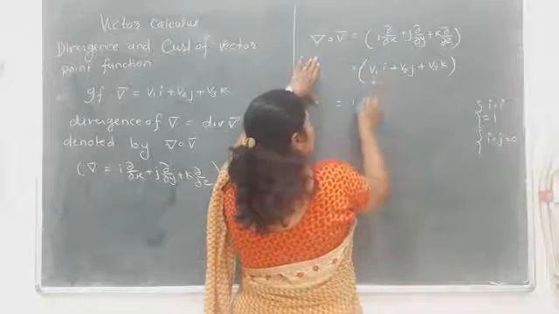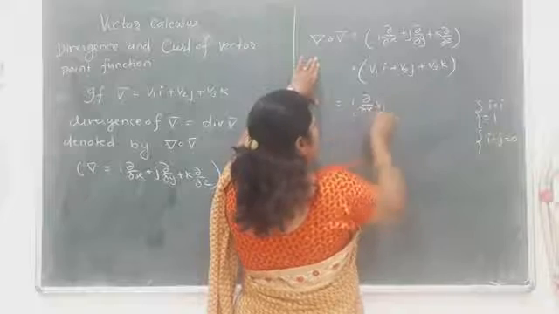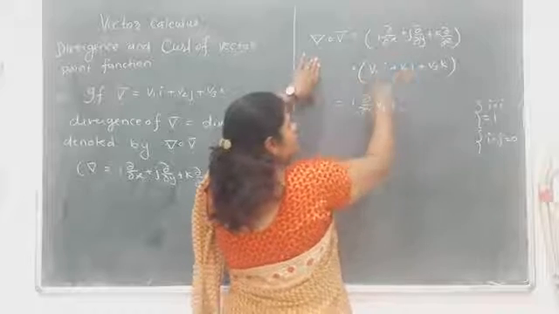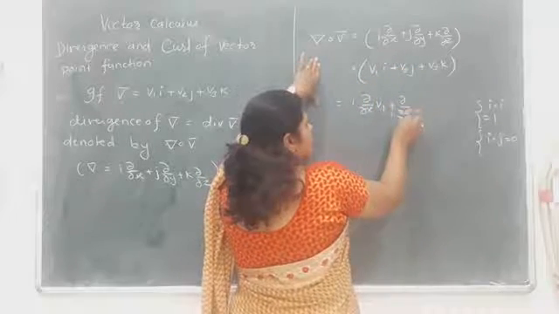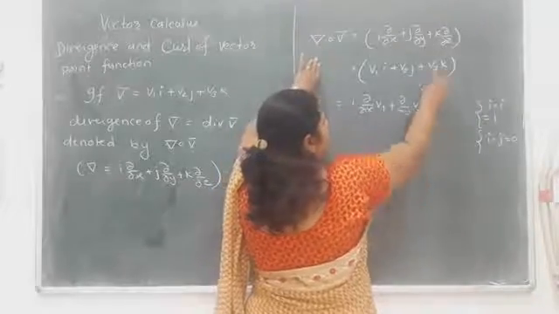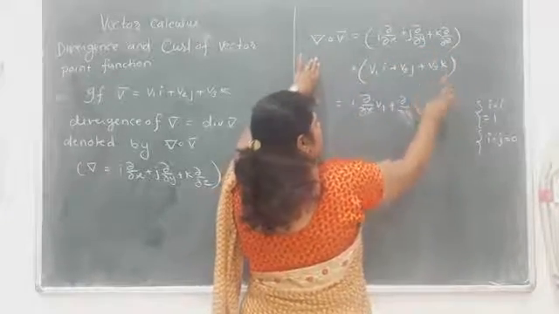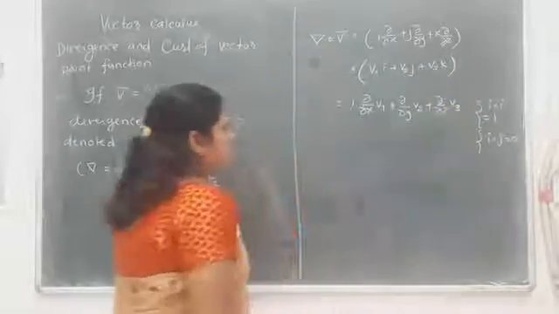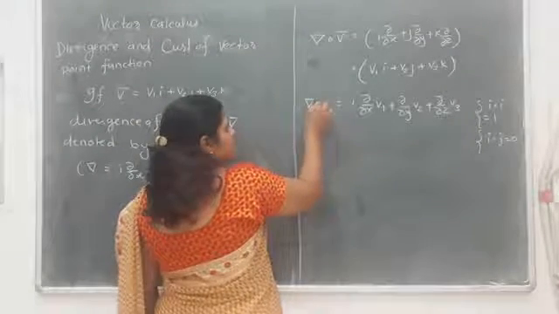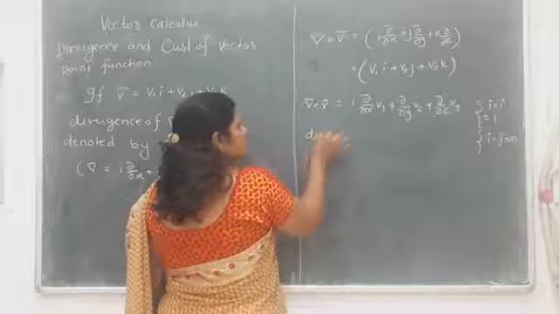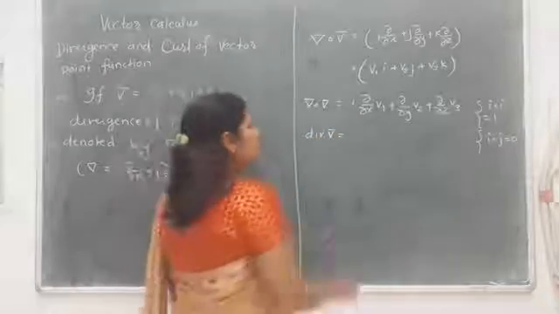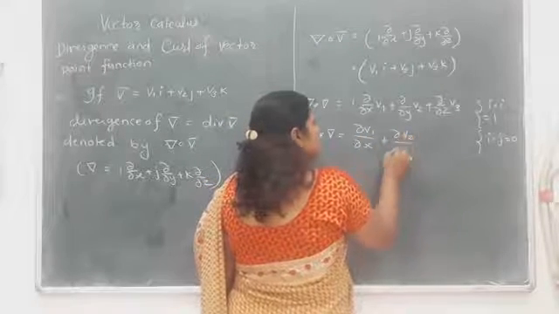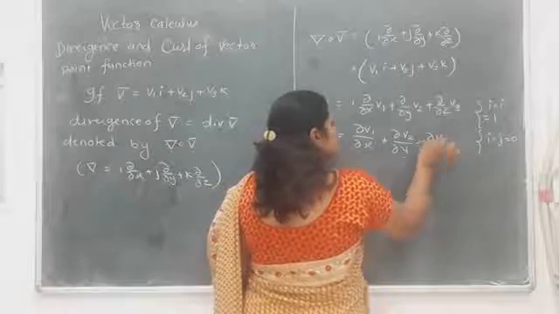So 1, and here we apply del by del x of v1, plus the second term j dot j, and again j dot j is 1, so we get del by del y of v2, plus k dot k, that is 1, so we get del by del z of v3. So in this way we get del dot v bar, that is the divergence of v bar, as del v1 by del x plus del v2 by del y plus del v3 by del z.